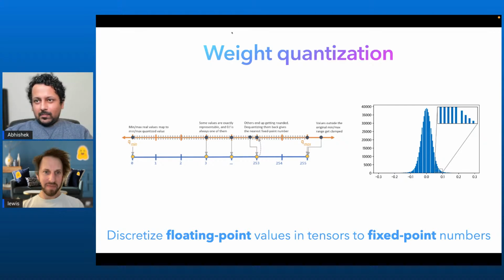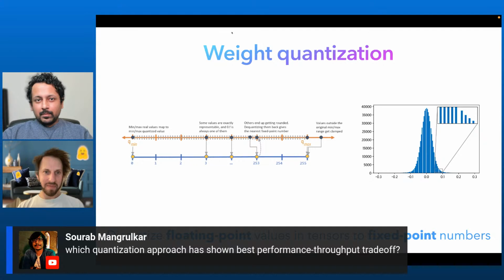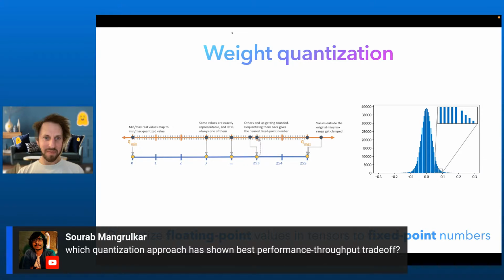I see a few questions around quantization and reduction in terms of accuracy, performance, throughput trade-off. So I guess the answers to these questions will be similar. Let's take one of them. Which quantization approach has shown the best performance throughput trade-off? I think the sneaky answer is it depends. It depends a little bit on the task, and it actually tends to depend also on the input data.